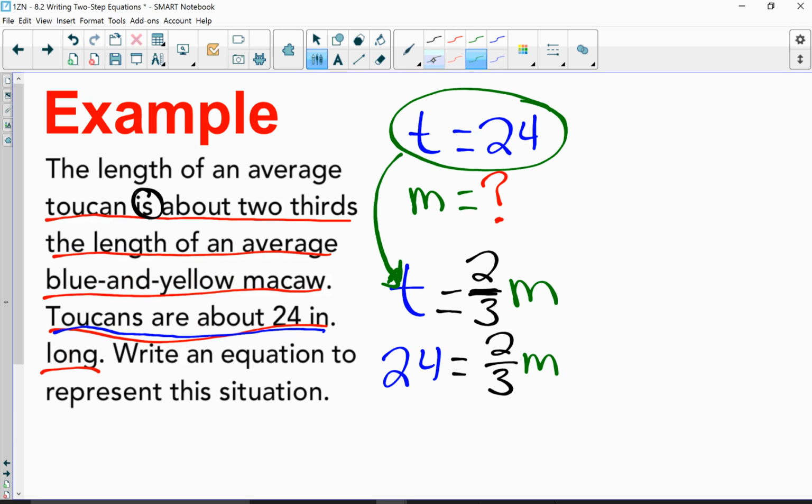Look at that, a quick, simple review of one-step equations right there. Again, we're going to just write equations. We're not actually going to solve them, although you could solve this one right now. It's just a one-step equation. This is a multiply right here: 2/3 times m. To get rid of that 2/3, you have to divide both sides by 2/3.